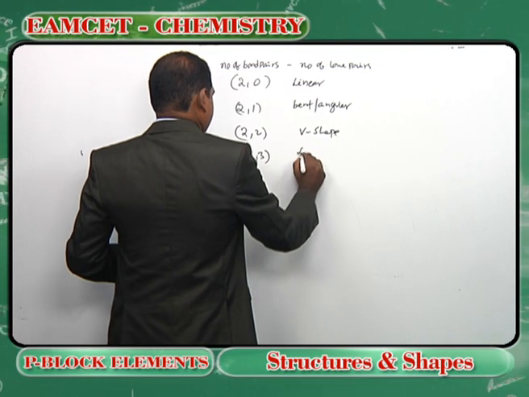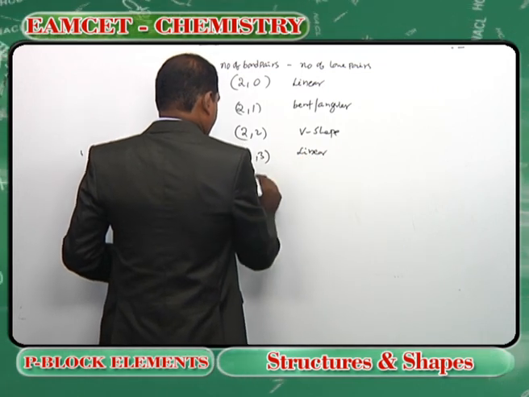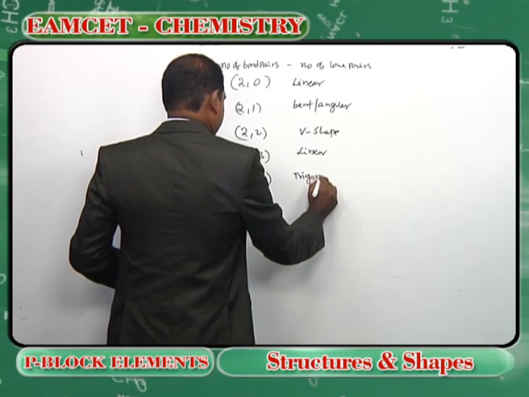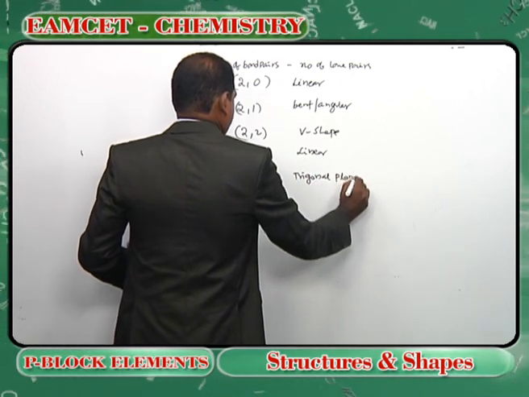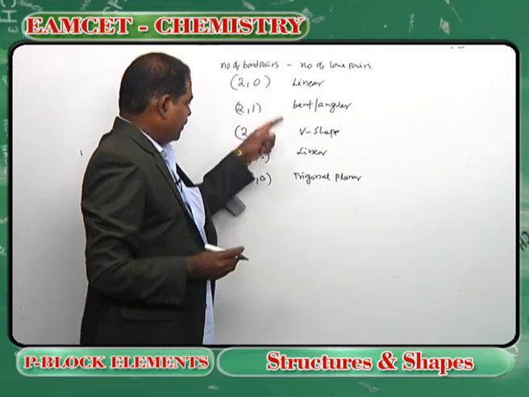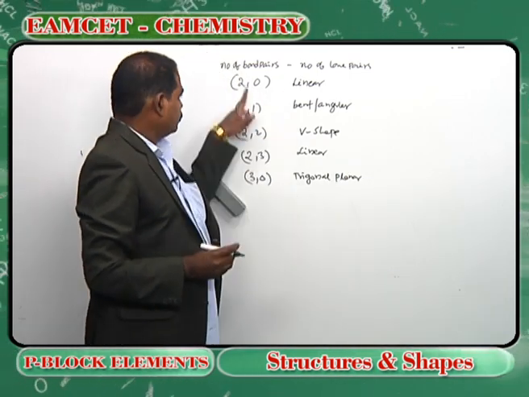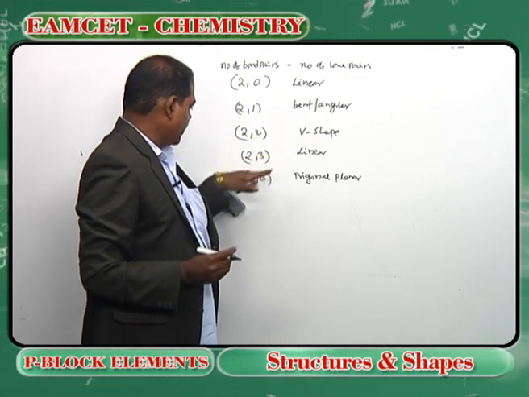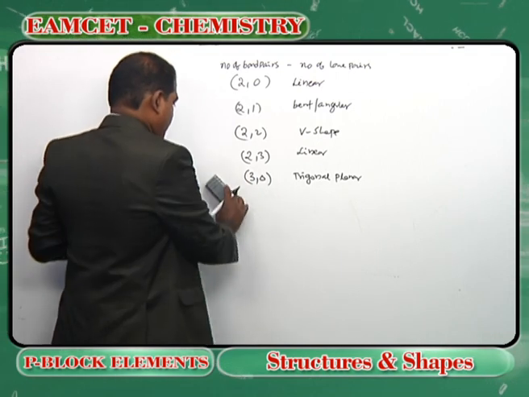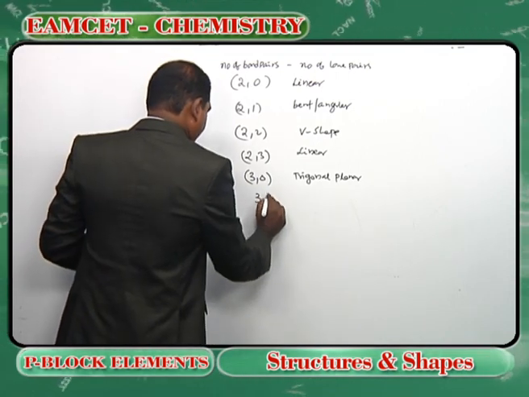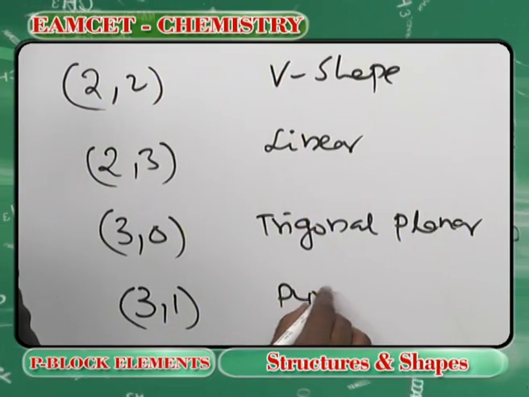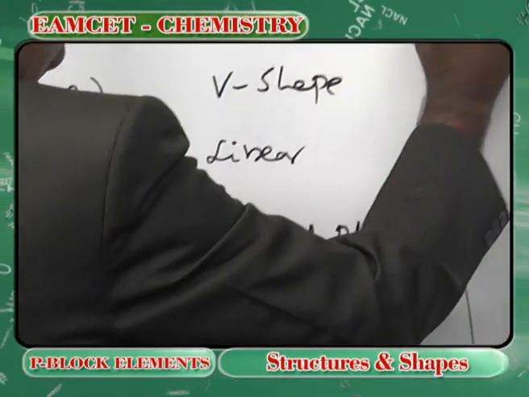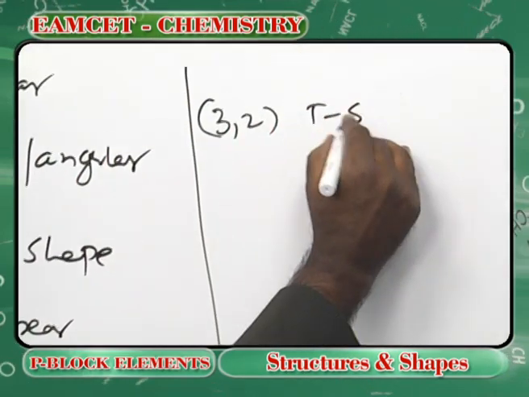Once again linear. 3, 0. Trigonal planar. I think you can copy this while I am writing them. 2, 0 linear, 2, 1 bent or angular, 2, 2 V shape, 2, 3 linear again, 3, 0 trigonal planar, and 3, 1 is pyramidal. 3, 2 T shape.